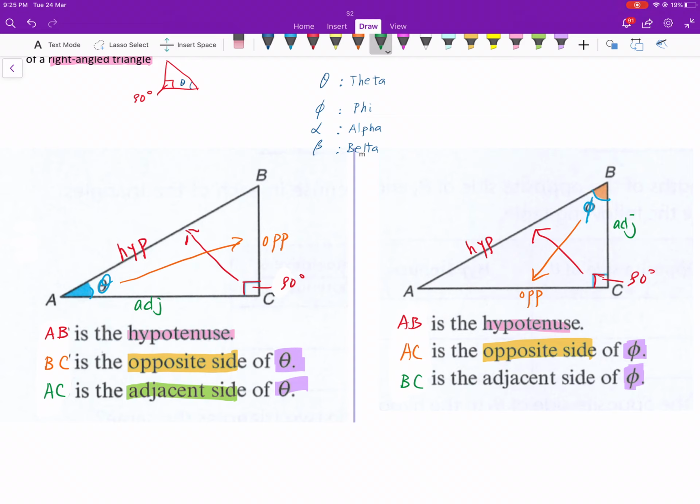Or you can say that first we recognize the hypotenuse, and then we recognize the opposite side, and the remaining side is of course the adjacent side.